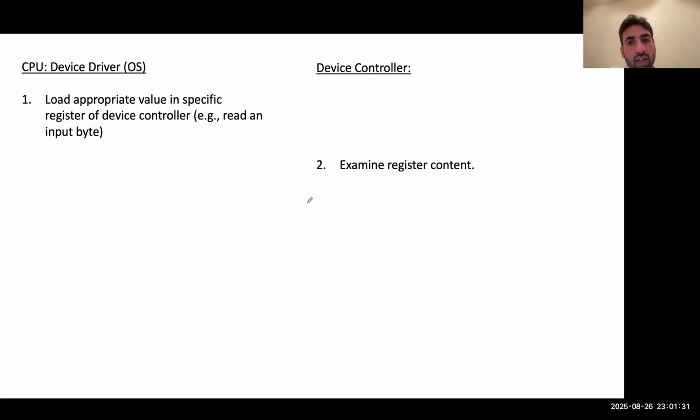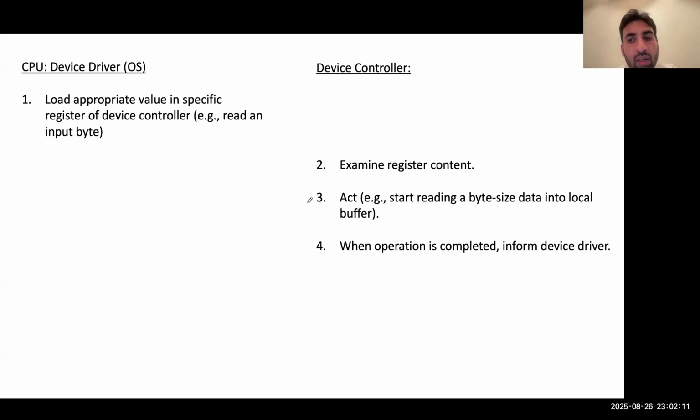The next thing that will happen in the process is that on the other side, the device controller will examine its register content. Actually, it will be examining its register content continuously, to find if there is a request placed. Once it sees that a request is placed, it performs some kind of action to handle it. For example, if the request is to read an input byte, then it will start reading a byte-sized piece of data into its local buffer, which I tried to show you in the previous slide.